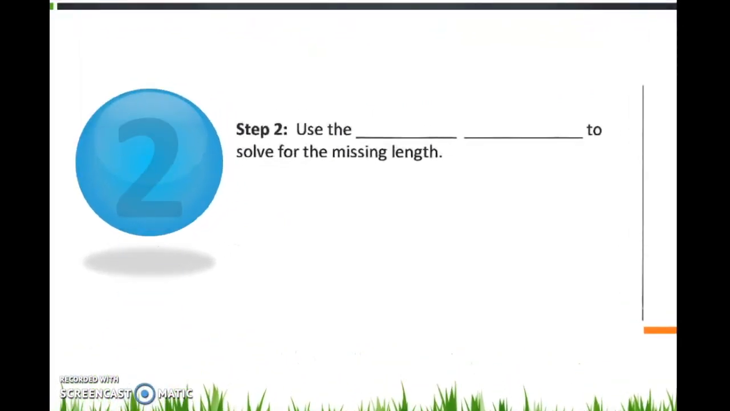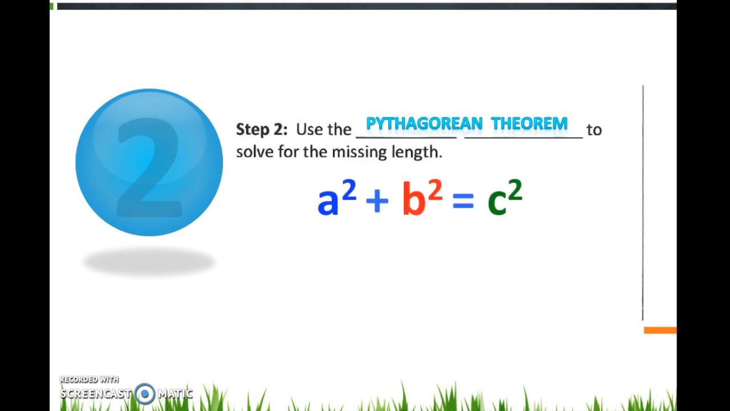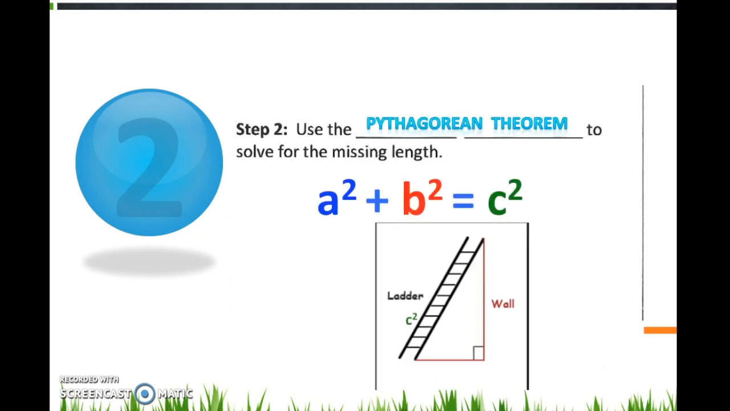Step 2, we are going to use the Pythagorean theorem to solve for the missing length. A squared plus b squared equals c squared. They gave us c, they gave us b. A is what's in question.